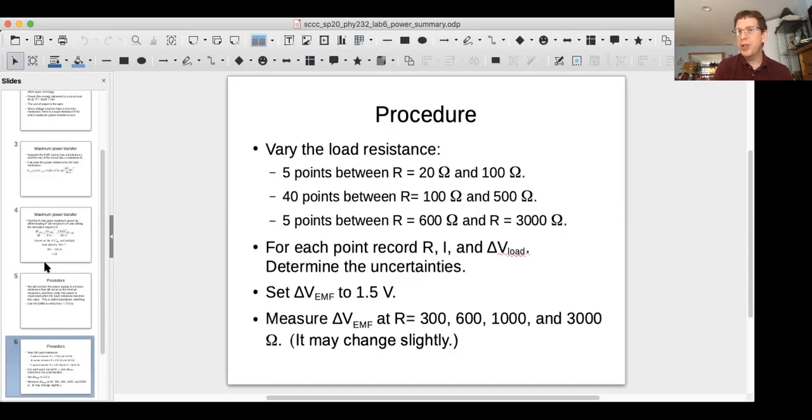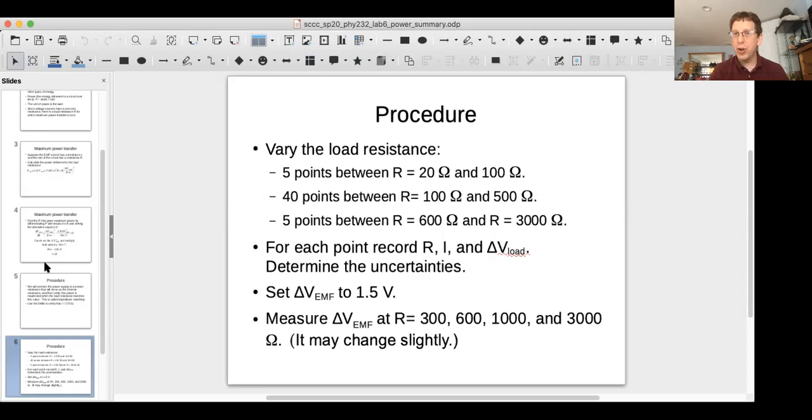So we go through a fairly lengthy procedure. We have a second variable resistance that we're going to vary. That's going to be capital R. The first variable resistance we keep set at 270 ohms, so that plus the internal resistance of the power supply is equal to small r. And then capital R we're going to vary. We start at 20 ohms, do 20, 40, 60, 80, and 100 ohms.